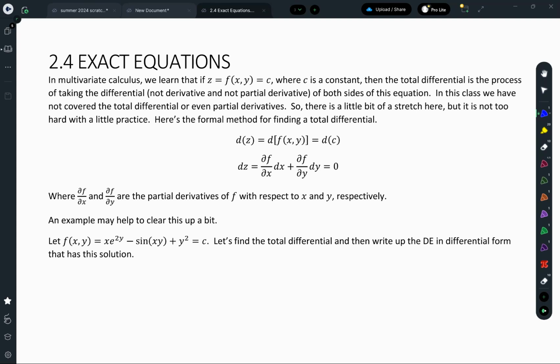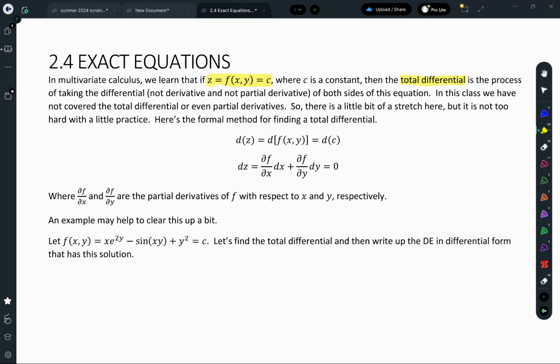So in multivariable calculus, we learned that if we have some variable or some function z, which is equal to some f of x,y, and that in turn is equal to a constant c, then the total differential, that's new for us. We've seen derivative, but we have not seen total differential. We've even seen something like partial derivative a little bit. And so maybe start thinking that the total differential is how we put together partial derivatives in order to build a full differential on a multivariate function.